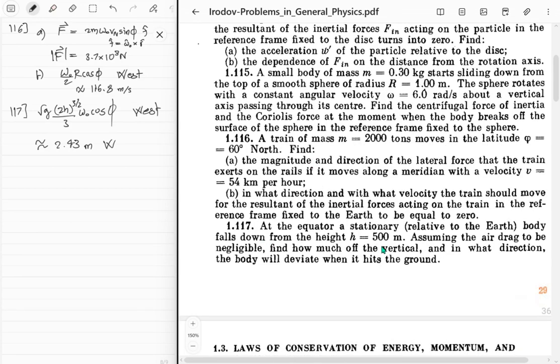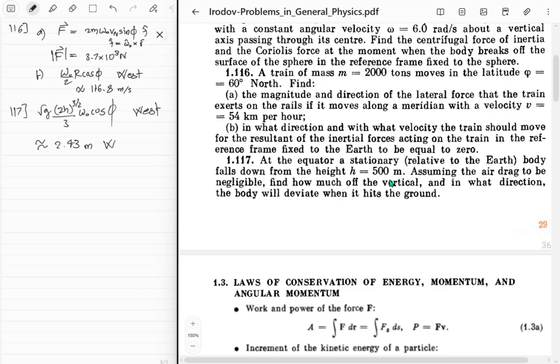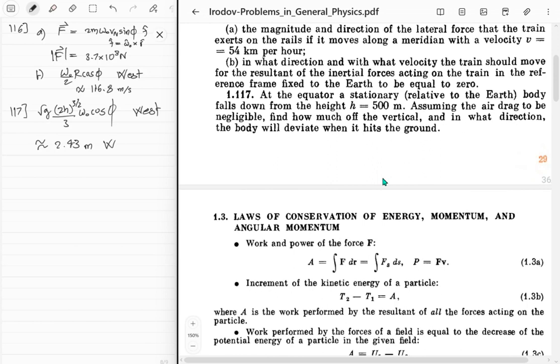So 117, it didn't ask anything about inertial forces, right? Yes, it was just 116 that I asked about. And yeah, that's all it is. So cool, now we can move to the next section.